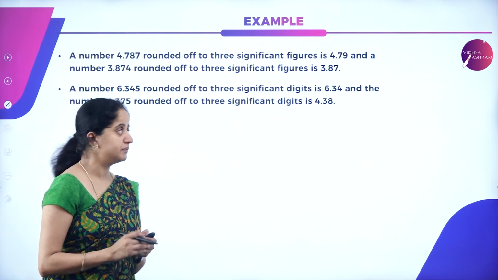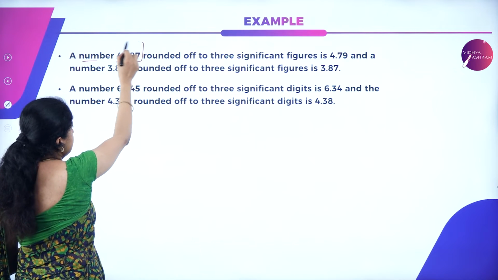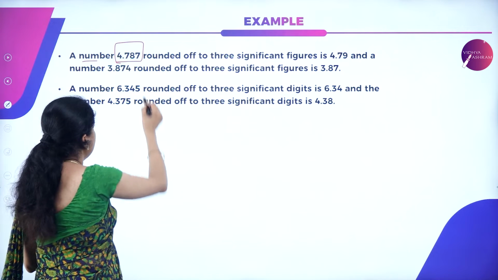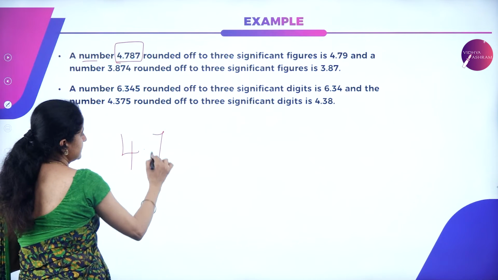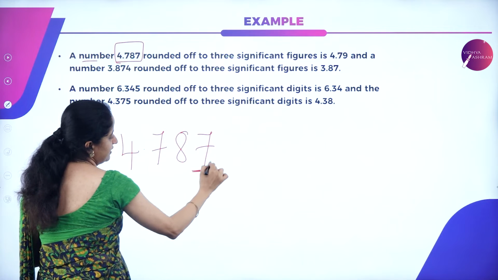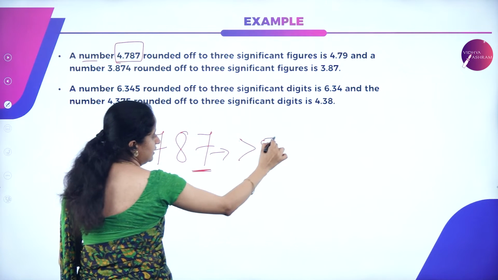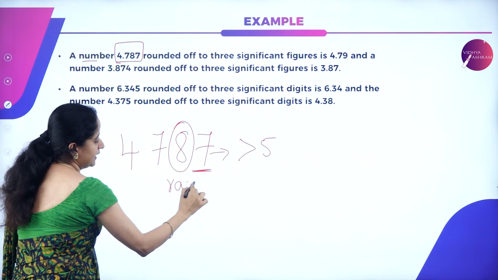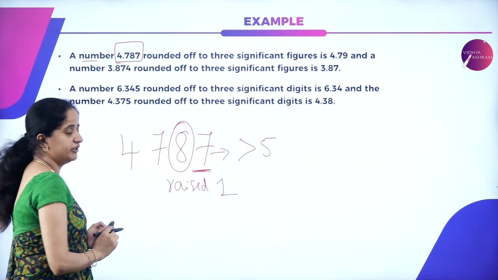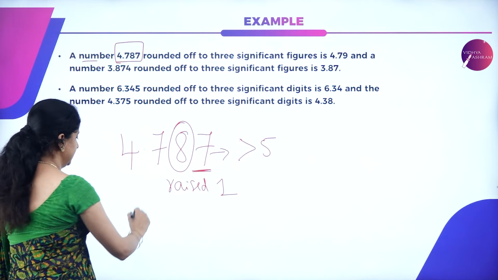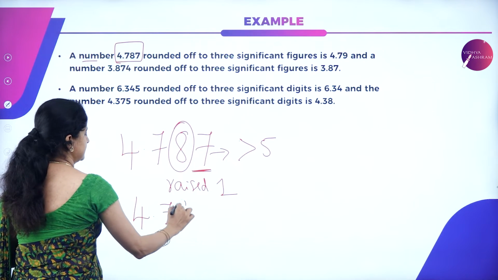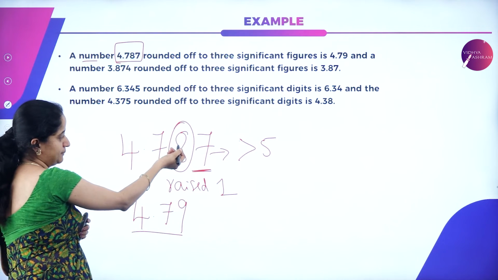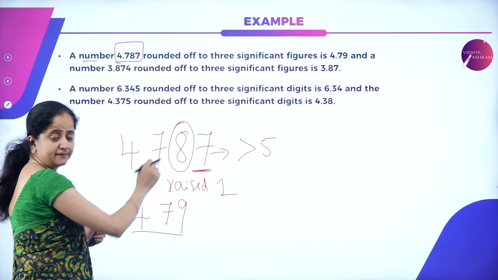We have a few more examples here. A number 4.787 is rounded off to 3 significant figures. Here 7 is greater than 5. So when the number is greater than 5, the preceding number should be raised by 1. So when we round this off to 3 significant figures, the answer will be 4.79, because the preceding number of the 7 is raised by 1, since 7 is greater than 5.